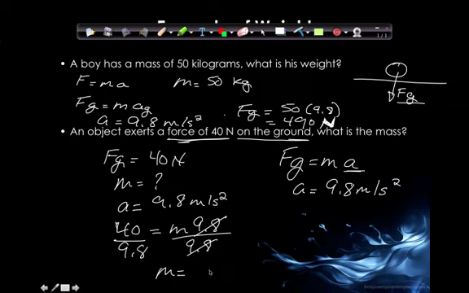40 divided by 9.8 should give me 4.08. And we are talking about kilograms here, because remember, we have newtons, which is kilogram times meters per second squared. We get rid of the meters per second squared here, and then we're left with kilograms.